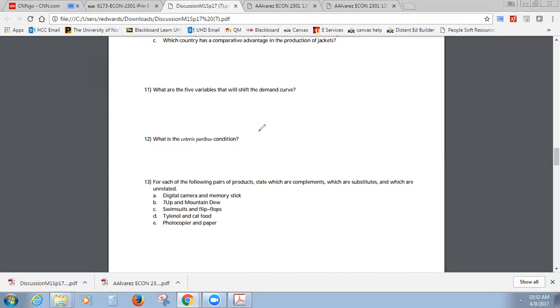So if it says there's an increase in income, do not automatically assume that suppliers are now going to bring more whatever it is, whatever the good is, widgets, to the table. All right, so you have to know to solve these problems.